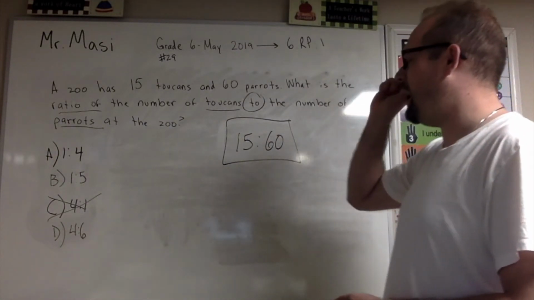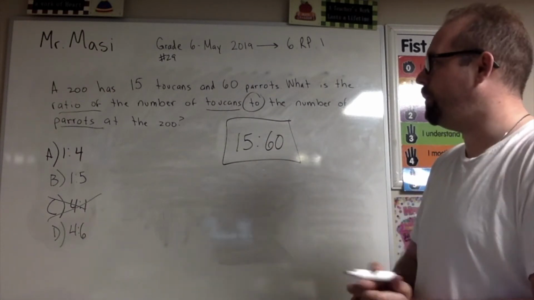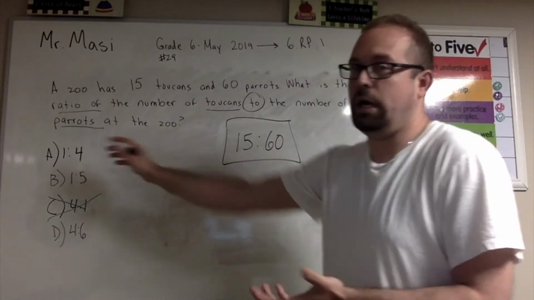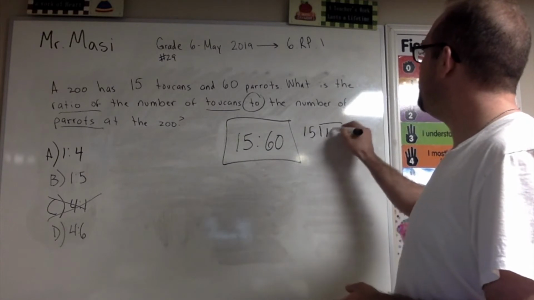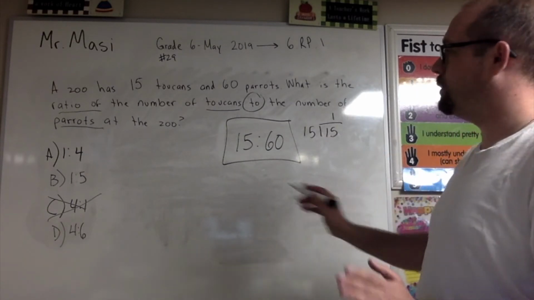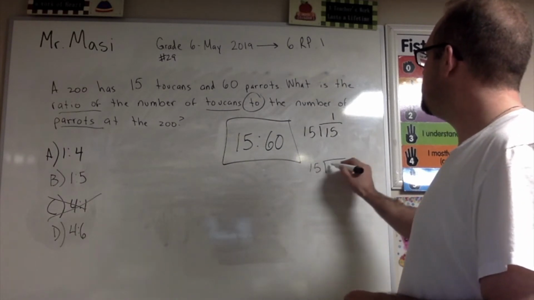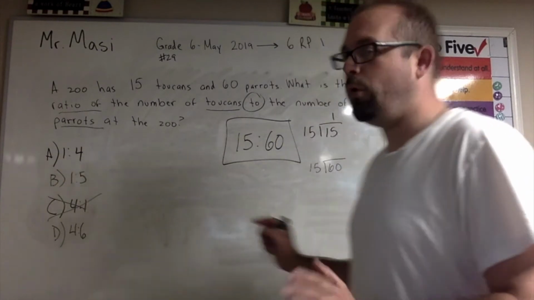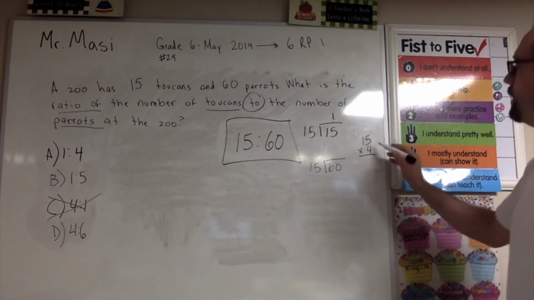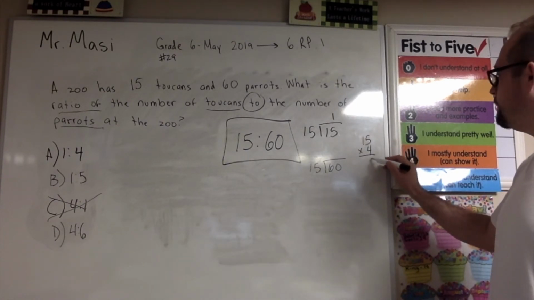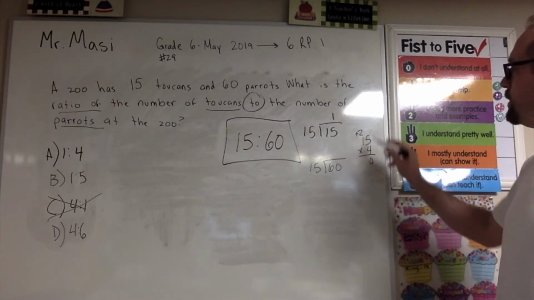So if I were to divide 60 and 15 by an equal number, let's see, could I divide it by 15? So if I divided 15 into 15, I know I get 1, so that's a possibility. But now if I divide 15 into 60, do I get 4? So let's see, 15 times 4. 5 times 4 is 20, plus my 2. 4 times 1 is 4 plus 2 is 6, so 60.